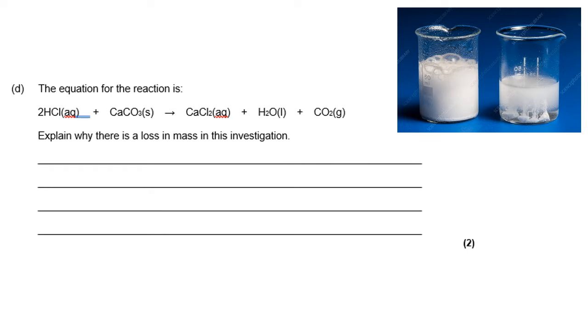So we're then told the equation for this reaction. So we've got 2HCl aqueous plus CaCO3 solid, that's our marble chips or calcium carbonate, forming CaCl2 aqueous or calcium chloride, plus H2O water, which is liquid, plus CO2, which is a gas. That's what that G means.